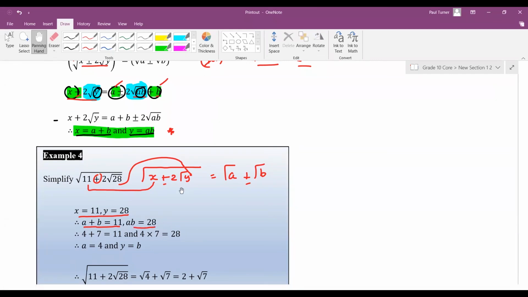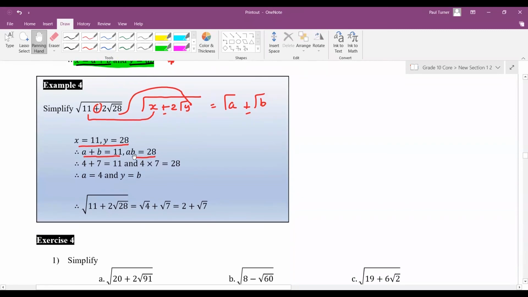And we just solved them. I didn't show how we solved them. So a plus b, I should show you that here somewhere. So a plus b equals 11, ab equals 28. So what I did here, I said b equals 11 minus a, and then I substitute that here. So these are just simultaneous equations.